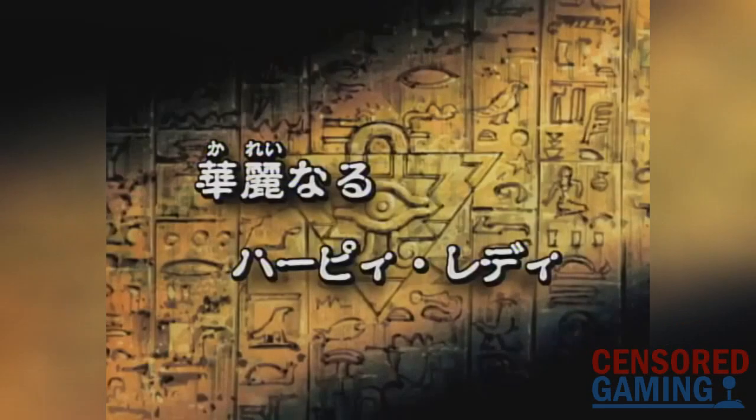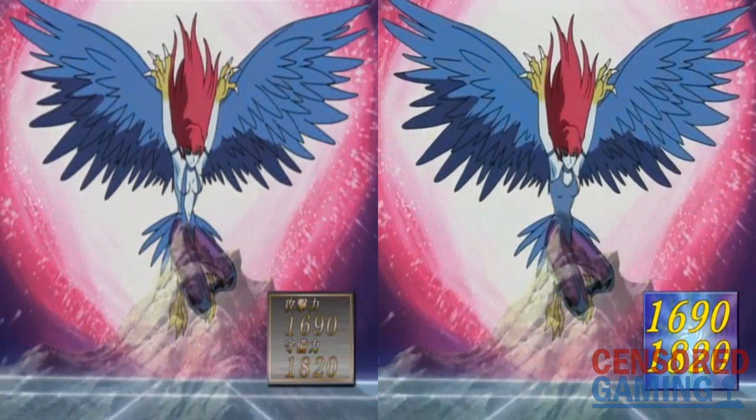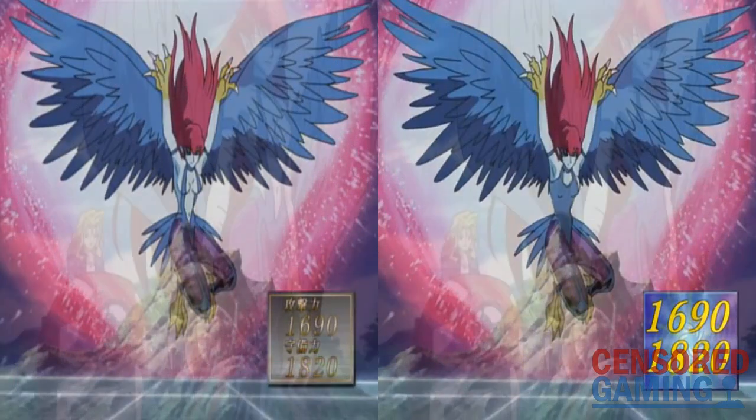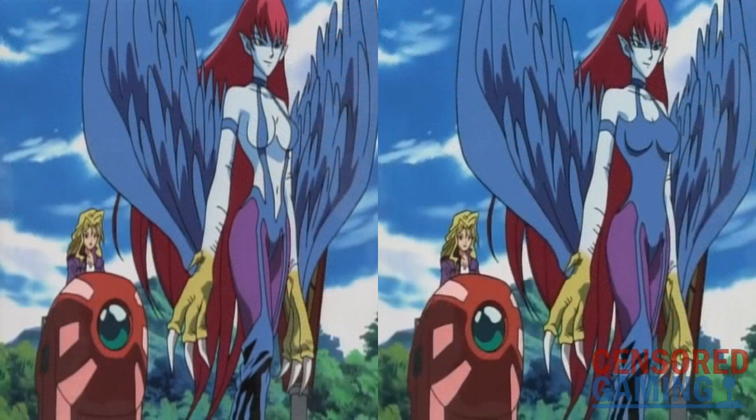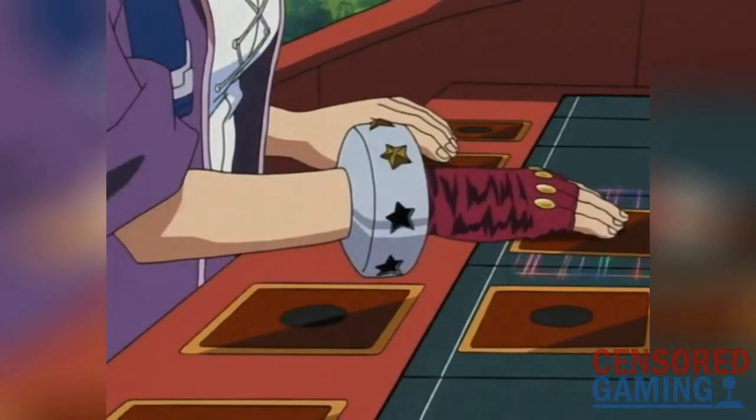Episode 6 is titled Beautiful Harpy Lady in Japan, and this gives a big hint for what's in store next. This episode features Joey's battle with Mai and her Harpy Lady monsters. The Harpy Lady archetype is a big source of censorship outside of Japan due to their suggestive designs. This shows all shots showing the harpies being changed to add more clothing. 4Kids also altered a few lines of dialogue speaking about their physical attractiveness.